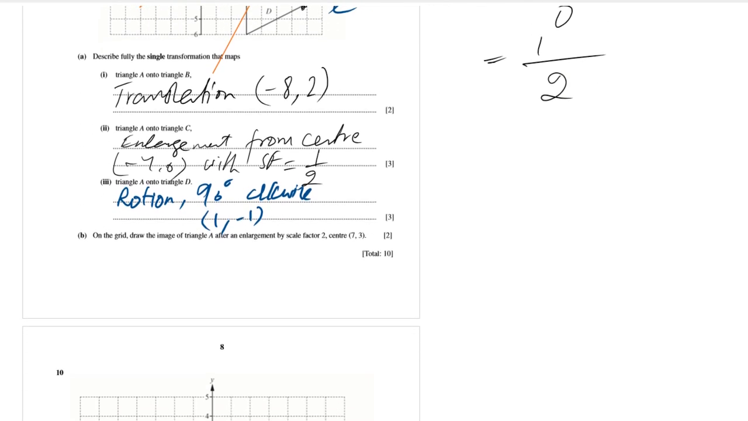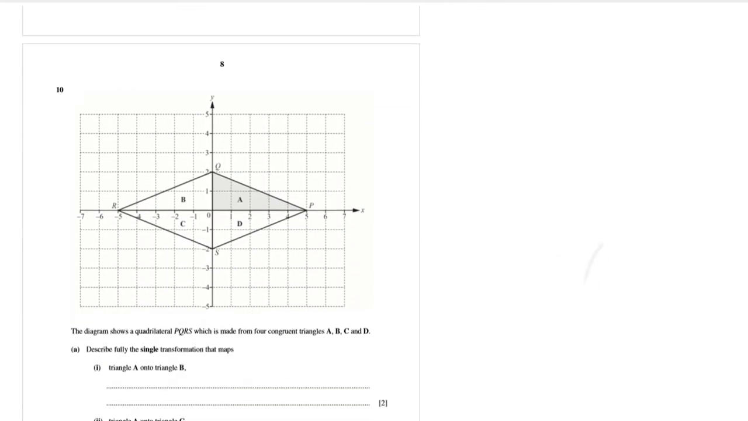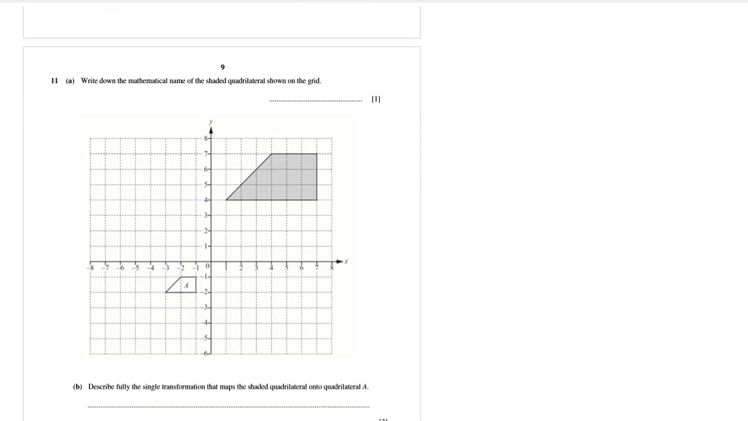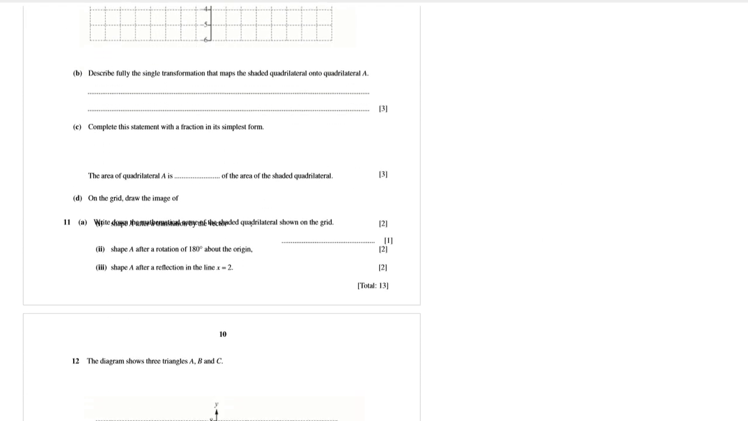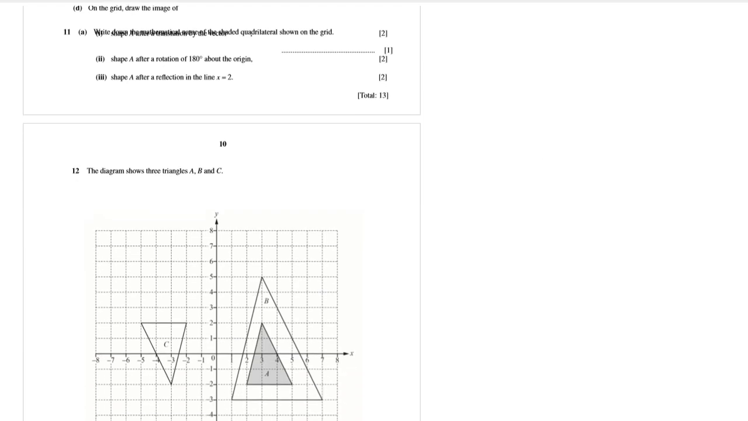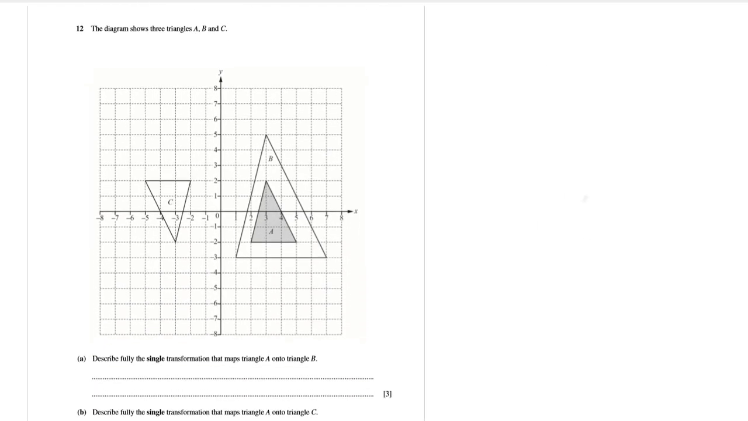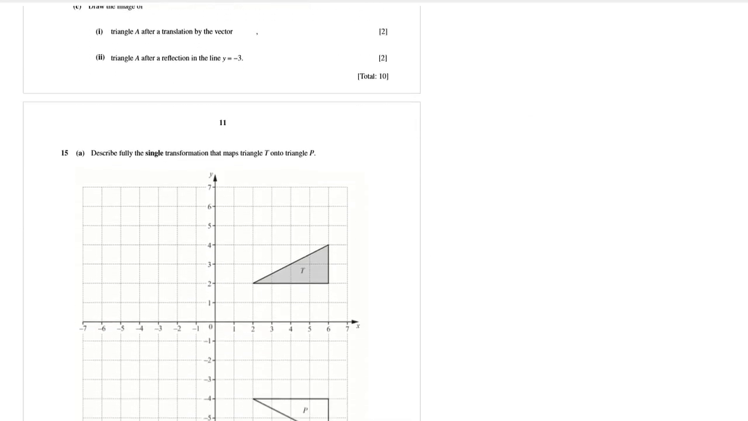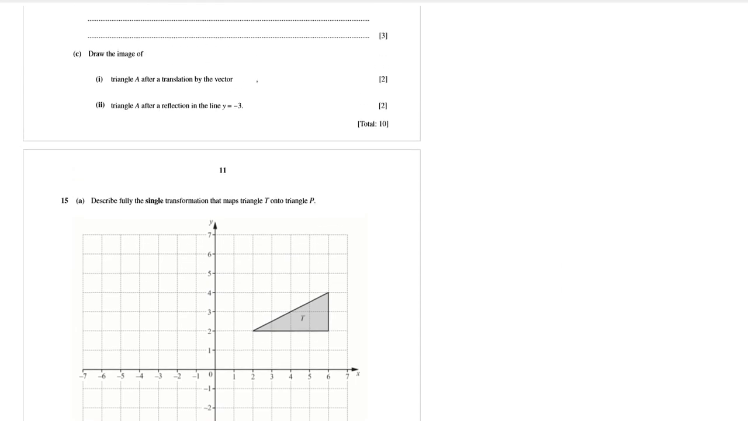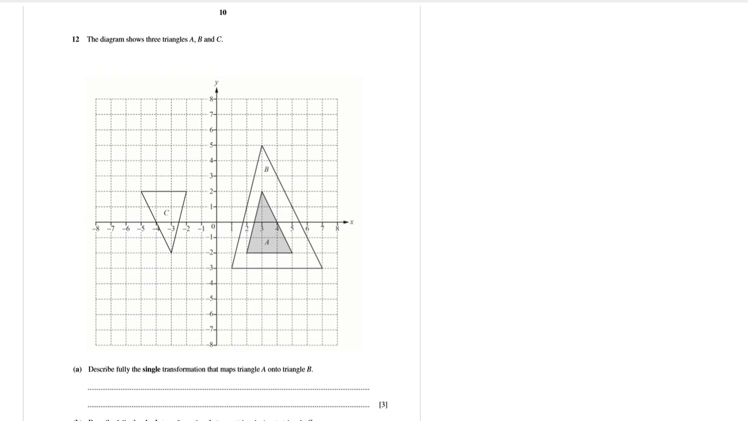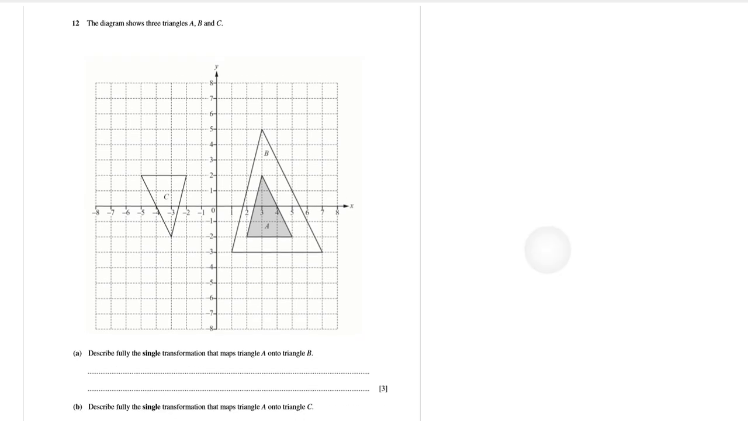I can do one more question, and then I may upload part 2 of this video, but I think I have explained all types of questions of the transformation. Let's do this one. This is something different.